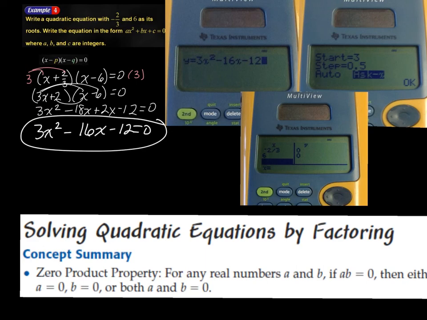Zero product property: for any real numbers a and b, if a times b equals 0, then either a equals 0, b equals 0, or they both equal 0.